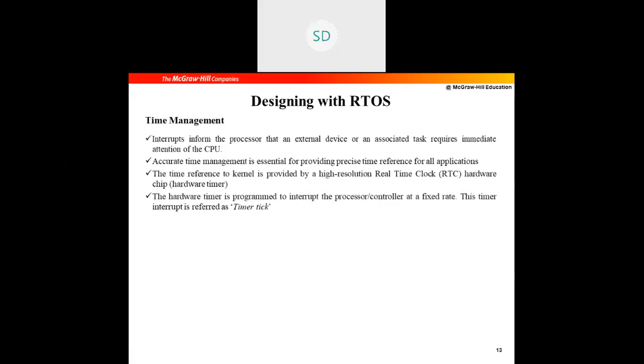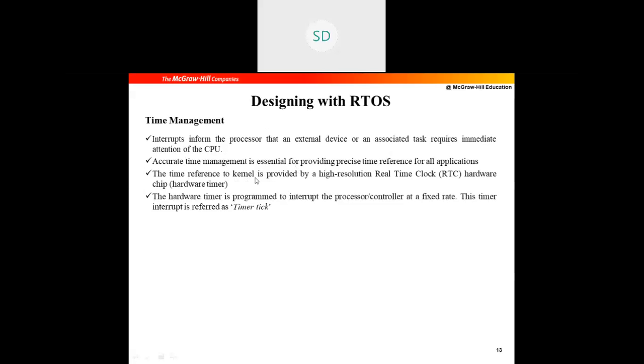The next function is time management. Okay, that is, interrupt informs the processor that an external device or associated task requires the immediate action of the CPU. And here, as we know, we basically deal with real-time systems. So any execution or any services should be executed within a given time interval. So this time management plays a very vital role.